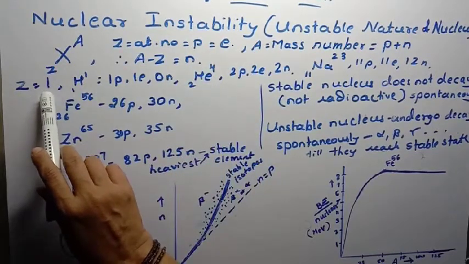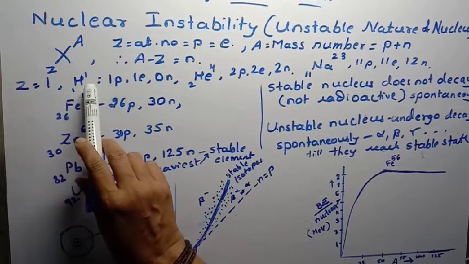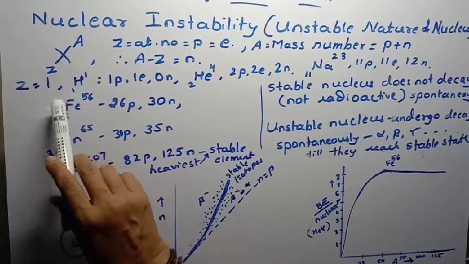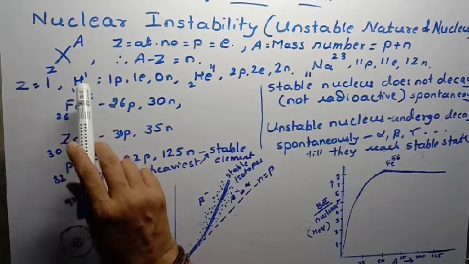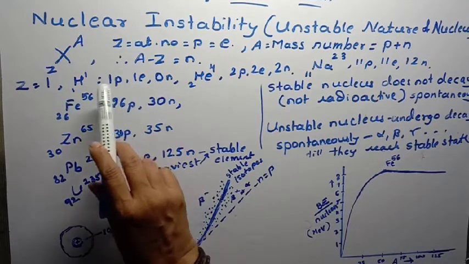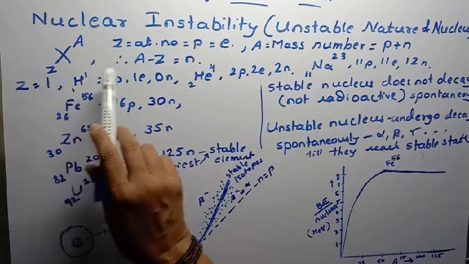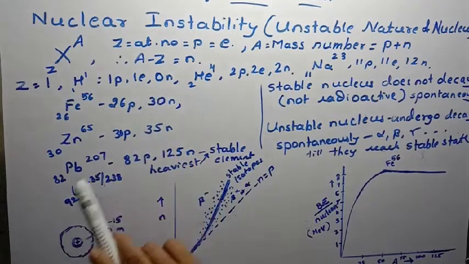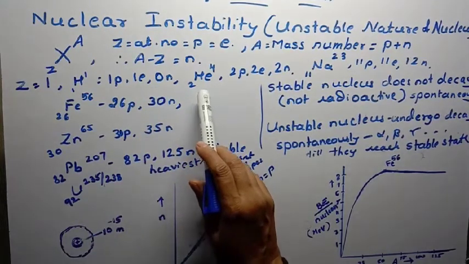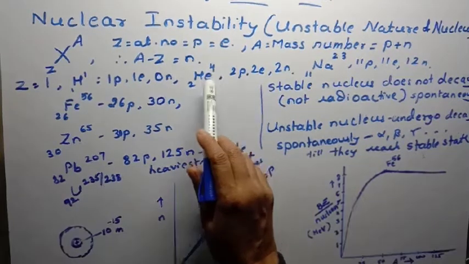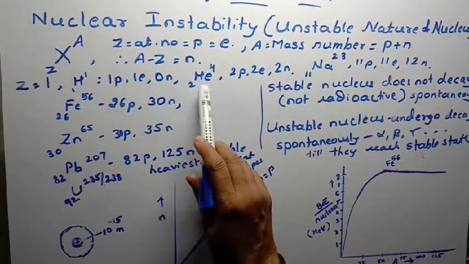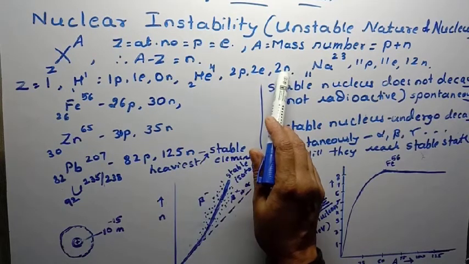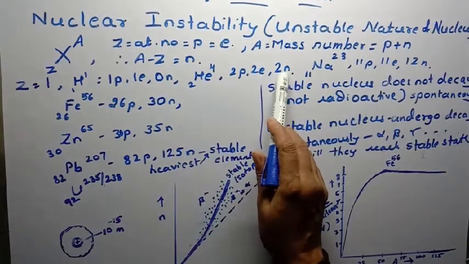Now suppose Z equals 1. It is a hydrogen atom, 1H1. What does it indicate? Here Z equals 1, that means hydrogen contains 1 proton and 1 electron. A is equal to 1, and A minus Z is 0. That means there are no neutrons in the hydrogen atom. If you come to helium, it is 2He4. This indicates helium contains 2 protons, 2 electrons and 2 neutrons, because 4 minus 2 is 2 neutrons.